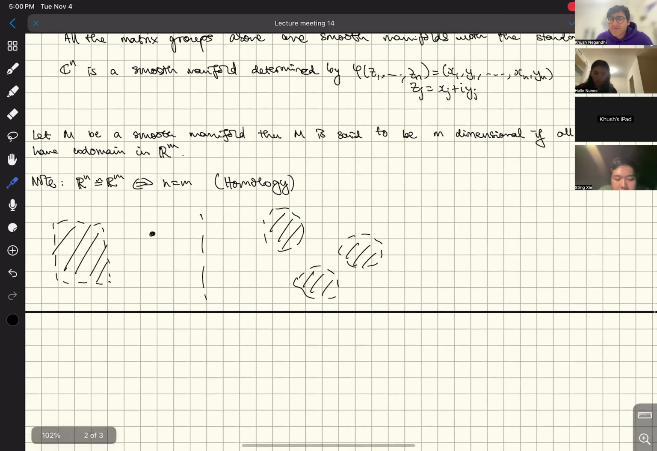So we briefly mentioned category theory, and in category theory, we saw that when we introduce a new mathematical object, we want to talk about maps between those objects. So what is the map between smooth manifolds?